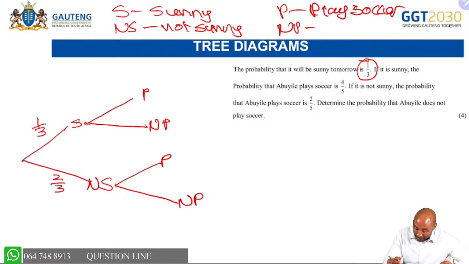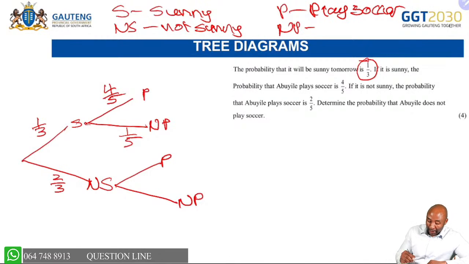If it is sunny, the probability that he plays soccer is 4/5, which means if it is sunny, the probability that he does not play soccer becomes 1/5. We now move to the other branch. If it is not sunny, the probability that he will play soccer is 2/5, which means the probability that he does not play soccer becomes 3/5.